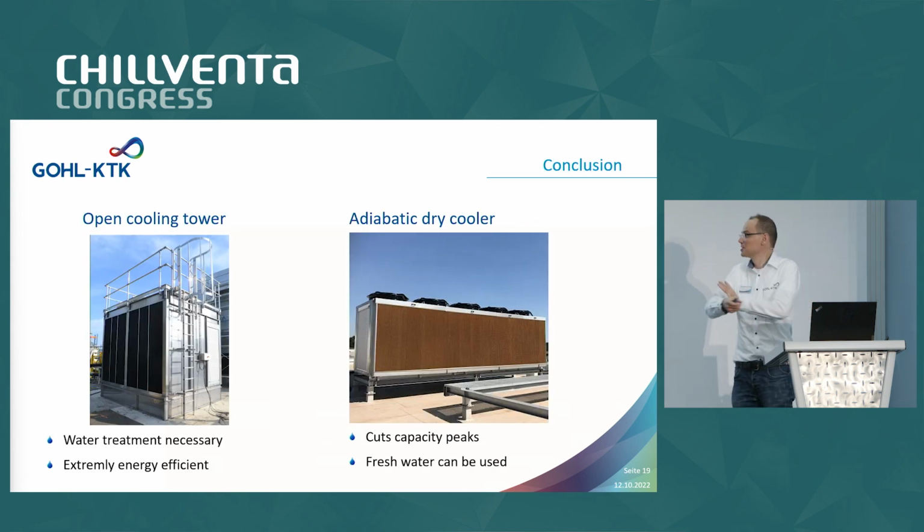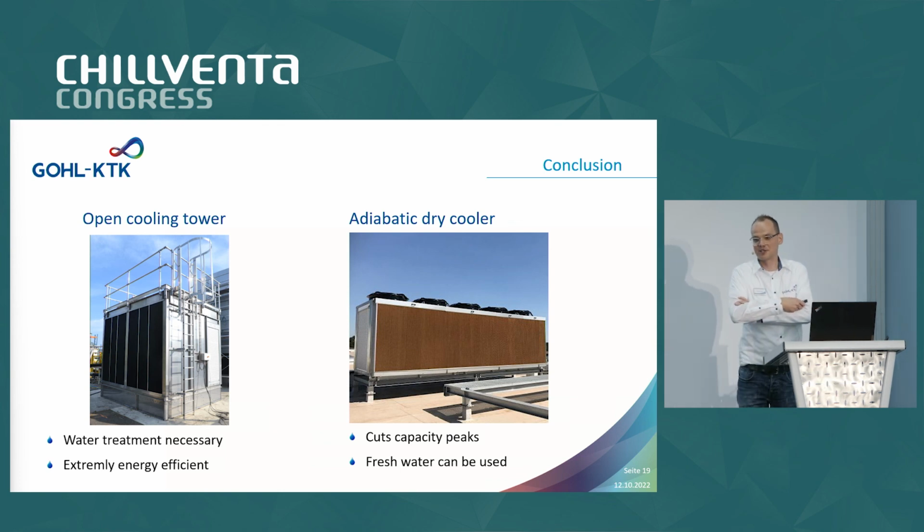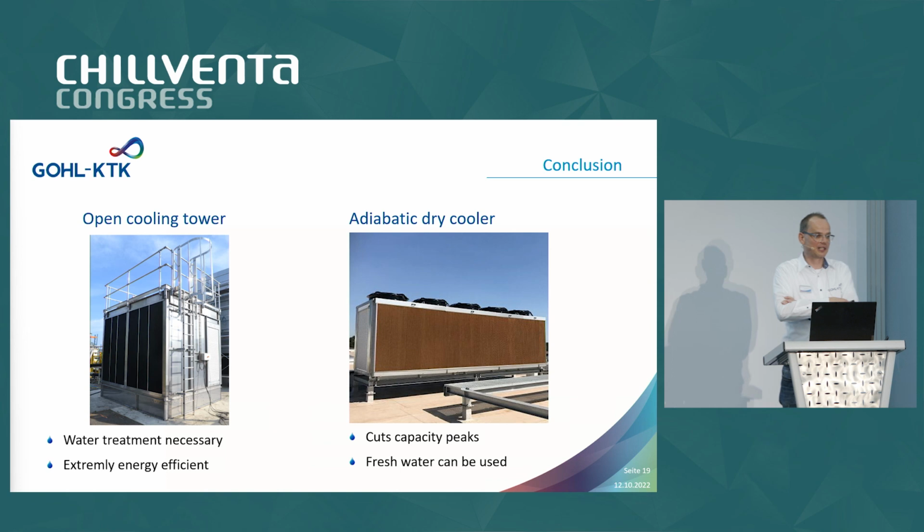To come to a conclusion, what are the main benefits of the two recooling systems? For open type cooling towers, of course, we need to take into account that we need water treatment, and they are extremely energy efficient. The adiabatic dry cooler, we say, is more a solution to cut capacity peaks of high temperatures in the summer. And the big advantage is that normally in Germany, you don't have to care about water treatment because you can use fresh water for the adiabatic humidification systems.